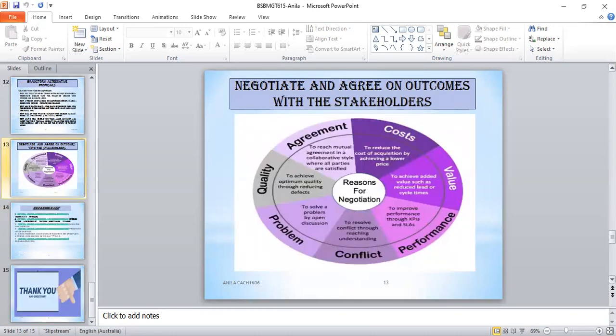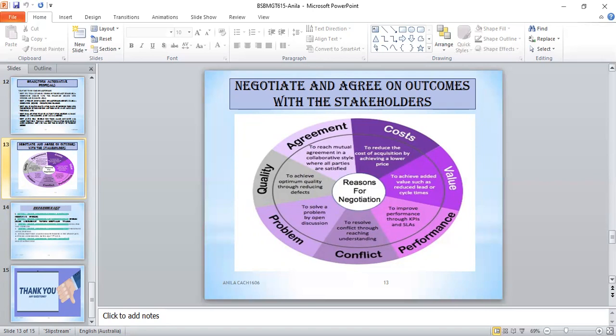Negotiate and agree on outcome with the stakeholder. This is again depicted in a pictorial form. The center point will be reasons for negotiation. Then we can include cost factor, which is to reduce cost of acquisition by achieving a lower price. Value factor, to achieve added value such as reduced lead or cycle time.